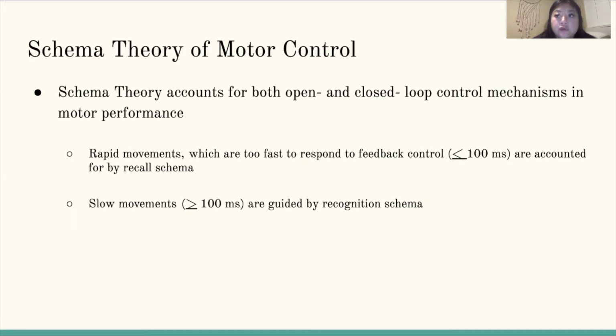Schema theory of motor control. Schema theory accounts for both open and closed loop control mechanisms in motor performance. Rapid movements, which are too fast to respond to feedback control, are accounted for by recall schema. And on the other hand, corrections that occur during slow movements are guided through the recognition schema.